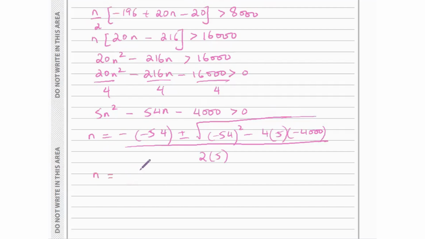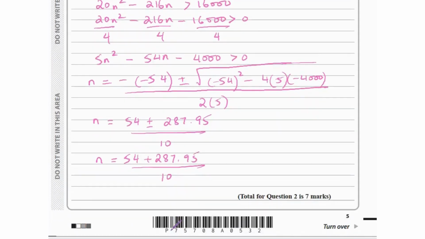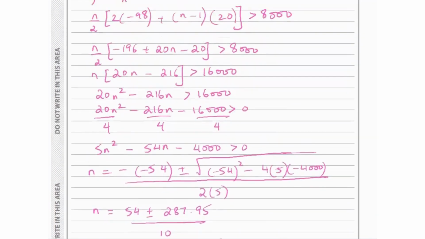That's going to be 54 plus or minus 287.95 over 10, which is going to give us 54 plus 287.95. I'm not using the negative value because it's the number of terms. The number of terms cannot be negative, so there's no point in using that. So that's going to give us 34.195.